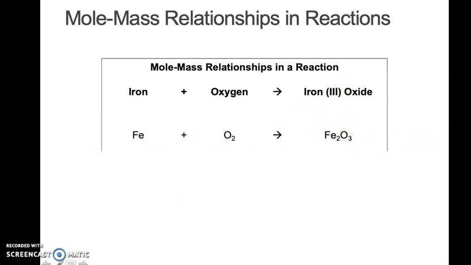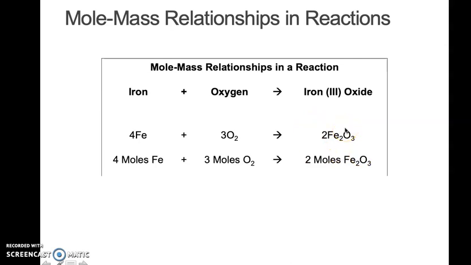So this is not balanced. So the next thing we do is balance it. Okay, we should know that from chapter 10. And then what these numbers represent are the molecules, or they can represent the moles. Okay, so 4 moles of iron plus 3 moles of oxygen yields 2 moles of iron 3 oxide.